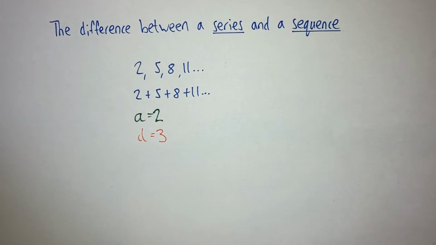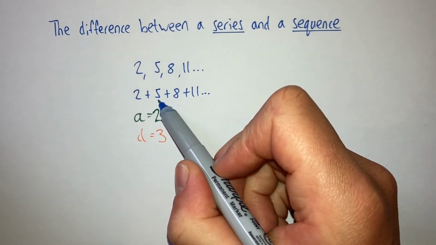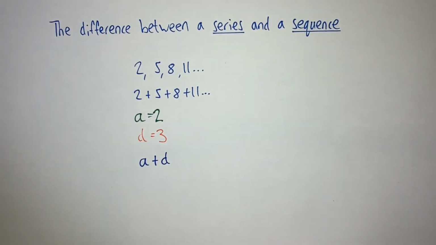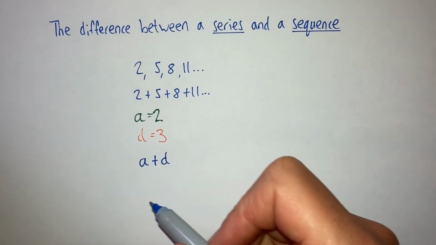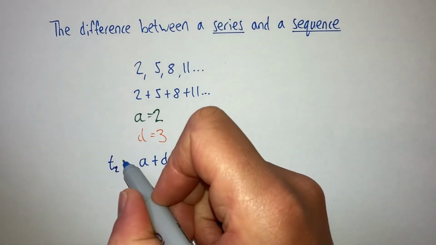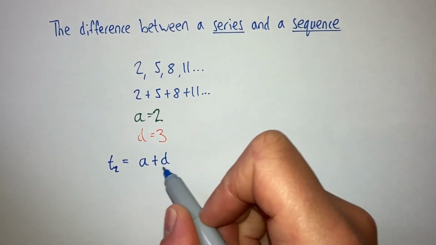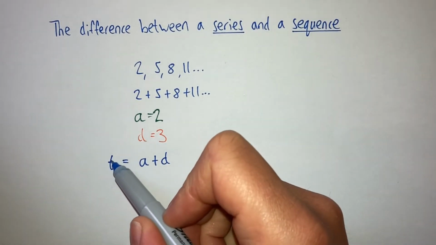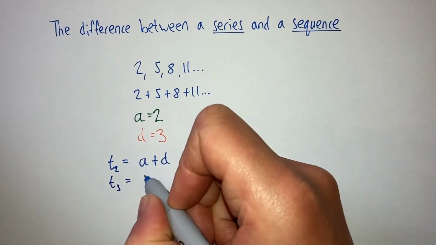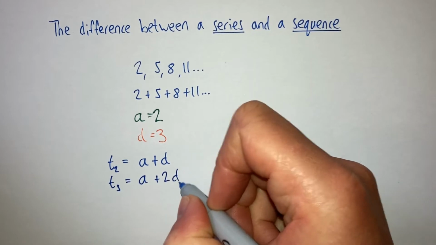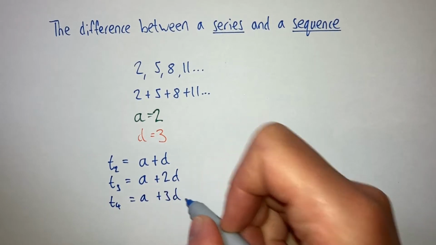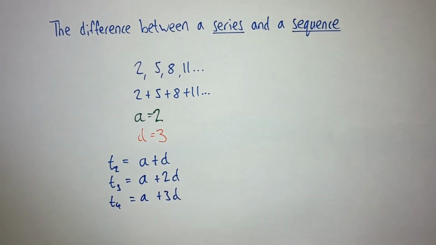So for example, the second term here, which is 5, is the first term plus 1 difference. And we might label that with a T and a lowercase 2 or a subscript 2 like that. Term 2 is the first term plus 1 difference. We also often see the letter U to represent the terms as well. Term 3 is the first term plus 2 differences. Term 4 is the first term plus 3 differences, and so on.